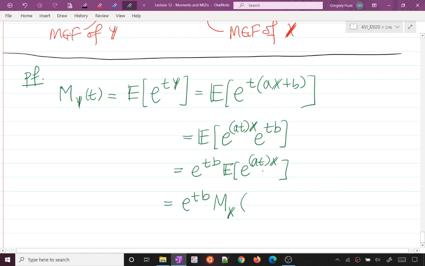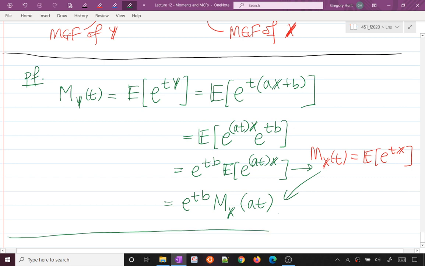The MGF of x, M_x of t, would be the expected value of e to the tx. So the expected value of e to the atx is the MGF evaluated at at. So that's just using that fact, and that's the proof, right? That's what we claim. The MGF of y, we can just write as e to the tb times the MGF of x evaluated at at.